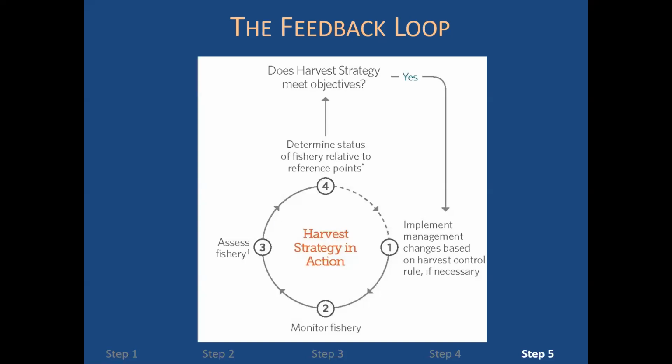And say this cycle is 3 years long. Say you set a catch limit for 3 years. Typically, a harvest strategy will have a 3 to 5 year cycle, so you're not doing this every single year. But at the end of that 3 or 5 years, you're going to ask yourself whether you're meeting your objectives. If the answer is yes, you're going to go back into your loop and keep implementing.